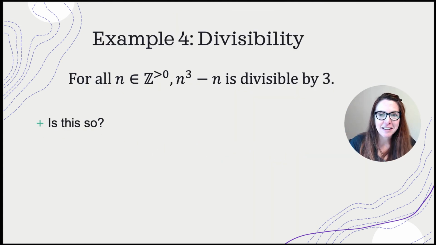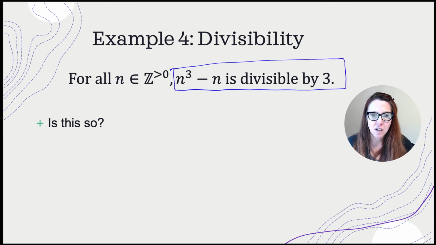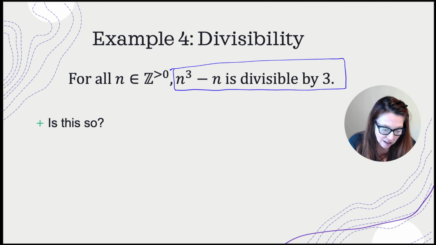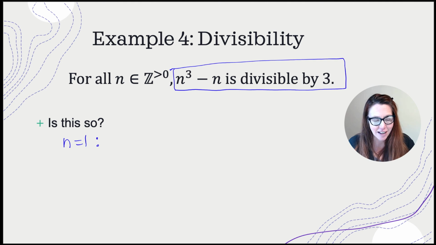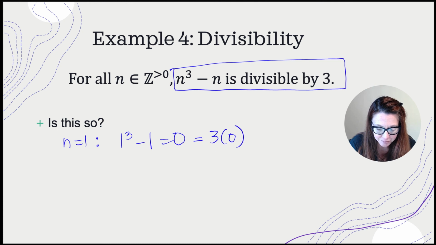The last example is that of divisibility. And here we're going to show that for all positive integers, n cubed minus n is divisible by 3. So first of all, you have to convince yourself, is this so? We generally look to examples first and then decide if this makes sense and is worth exploring. So you can check that we'll start with n equals 1. Newsflash, this is also our basis step. When n equals 1, then 1 cubed minus 1 is 0. And 0 is divisible by 3 because this is 3 times 0.